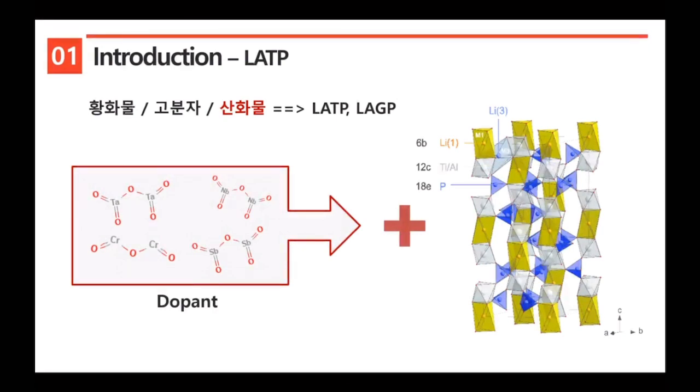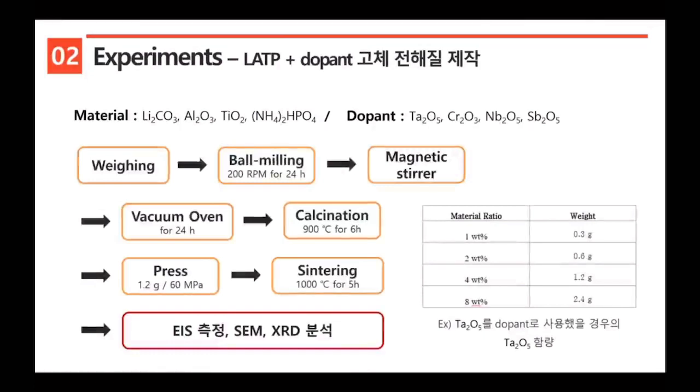Our research was conducted by first synthesizing LATP, which is an oxide-based solid electrolyte, and adding several different materials to obtain better ion conductivity than basic LATP. Pure LATP was produced by this experimental method. LATP produced by adding dopants was also made using the same experimental method.